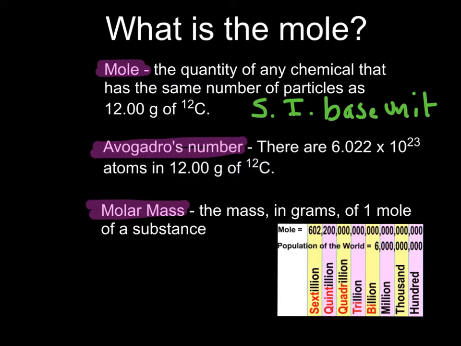Avogadro's number is 6.022 times 10 to the 23rd atoms, and this is how many atoms are found in 12 grams of carbon-12. Molar mass is the mass in grams of 1 mole of any substance. And finally, Avogadro's number is the number of particles in a mole of any substance.